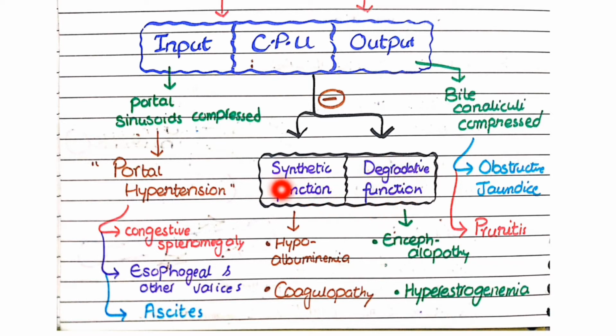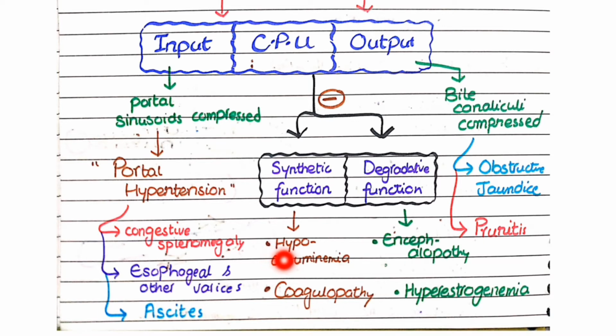Now their synthetic function is manifested by the synthesis of two main proteins. One is albumin and the second is clotting factors. Now as the hepatocytes are being destroyed and continuously replaced by fibrotic tissue, this compromise of hepatocytes will result in decreased synthesis of albumin, that is known as hypoalbuminemia. This decrease in albumin in blood can cause edema in the whole body, and this hypoalbuminemia can also aggravate the ascites that is caused by portal hypertension.